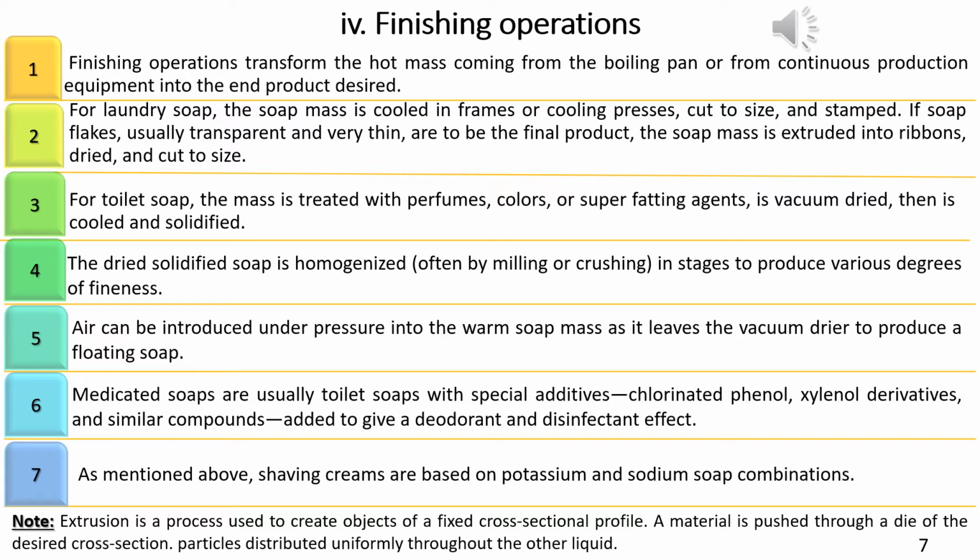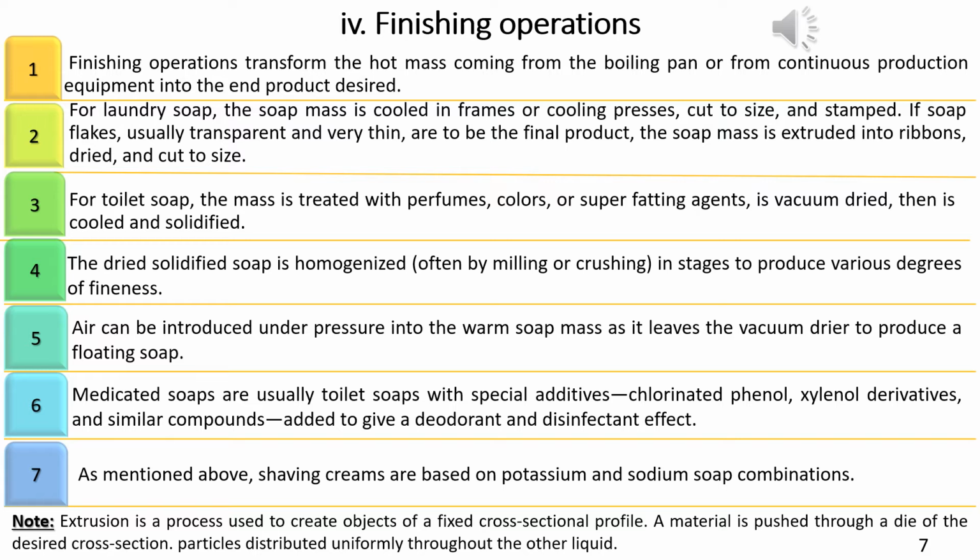Number 2, for laundry soap, the soap mass is cooled in frames or cooling presses, cut to size and stamped. If soap flakes, usually transparent and very thin, are to be the final product, the soap mass is extruded into ribbon, dried and cut to size. So for the laundry soap, the soap mass is cooled in frames or cooling presses. After cooling, the soap is cut into sizes. So in this way, we cut our soap into different sizes or shapes which we require.